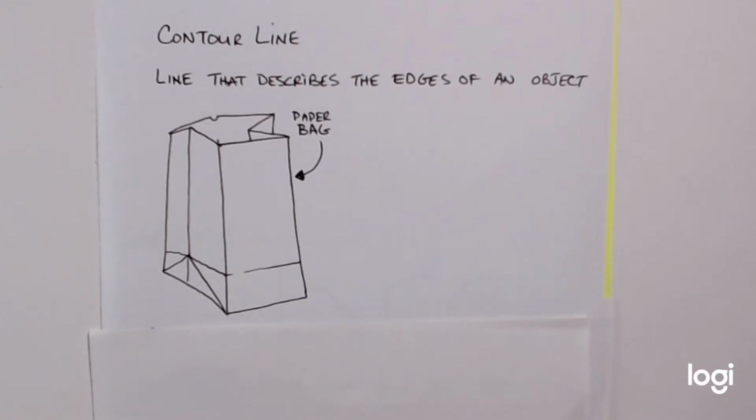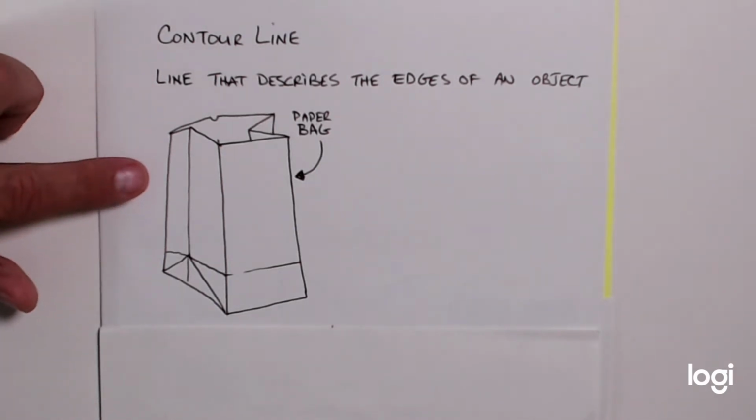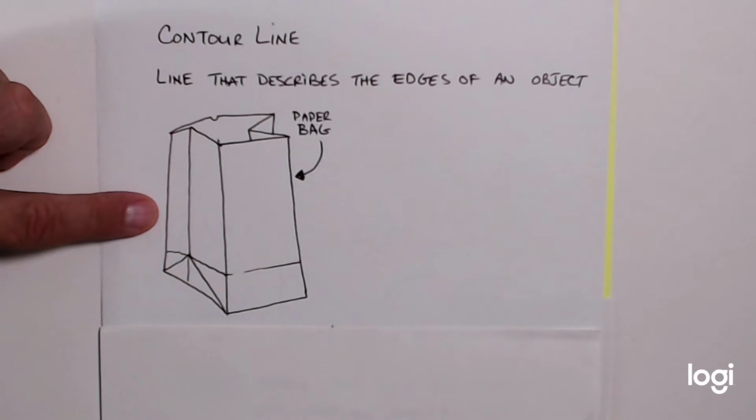So that is our definition and our visual description of what you would be looking at when you're talking about contour line. So take a moment, jot this down, and you can even make a quick little sketch of a paper bag just so you know visually what contour line is referring to.